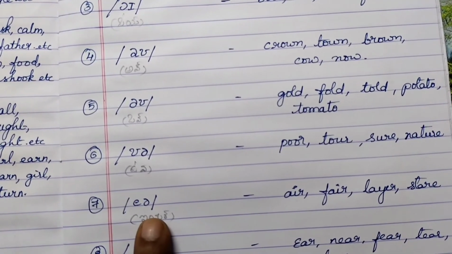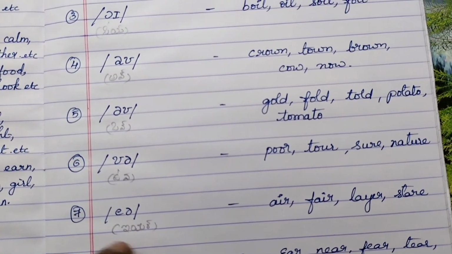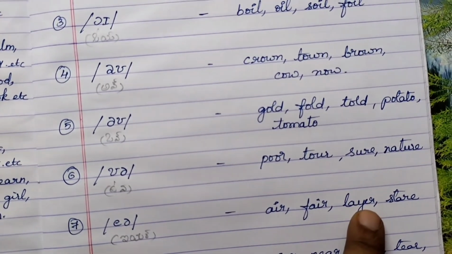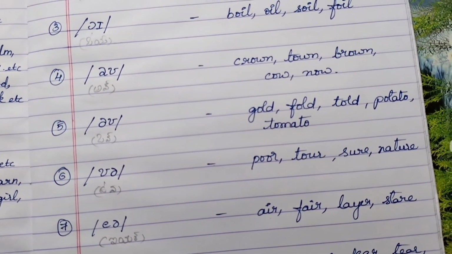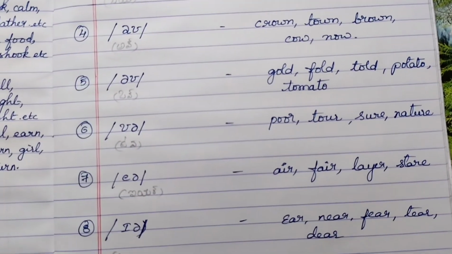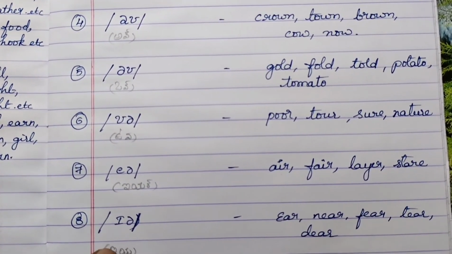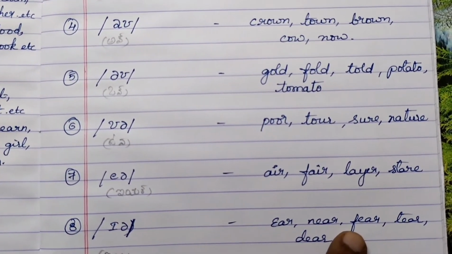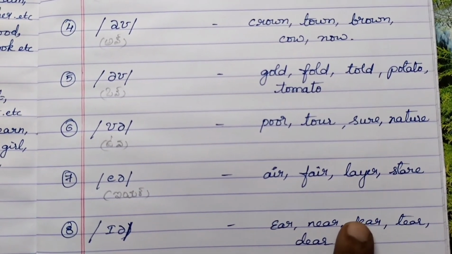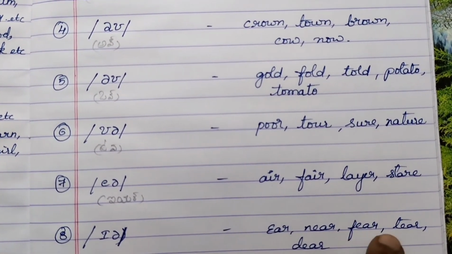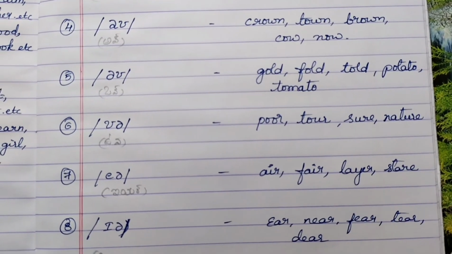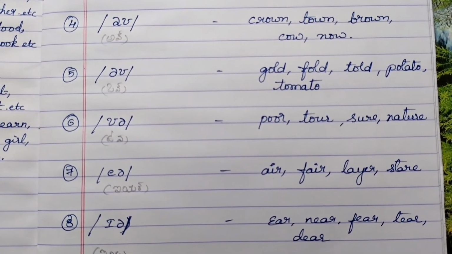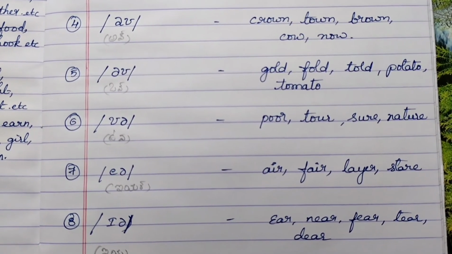Next, the oor sound: poor, tour, sure, nature. Then the next sound is air: air, fair, layer, stare. Then the last sound is ear: near, fear. We don't pronounce it as fear with the wrong vowel. Tear, dear, we won't pronounce it the other way, right?